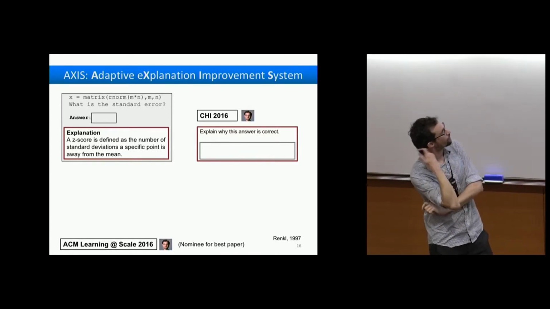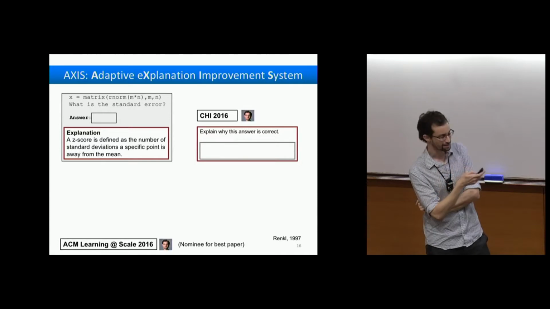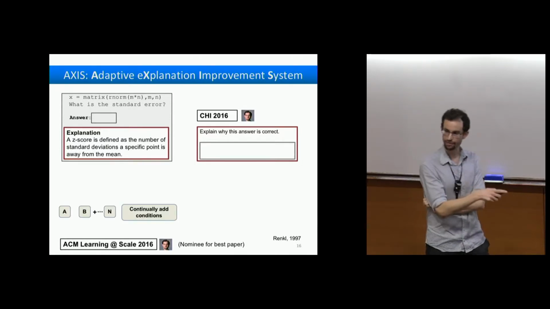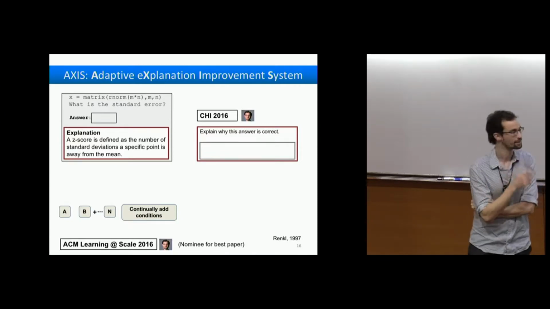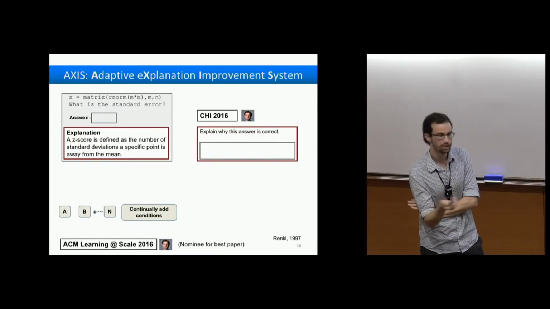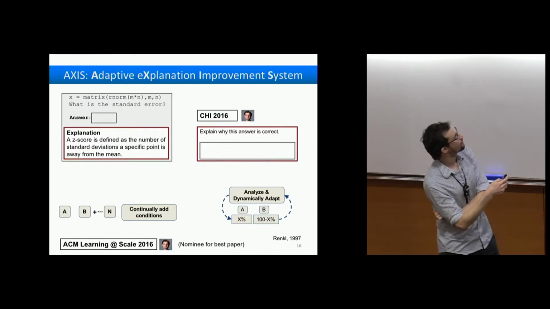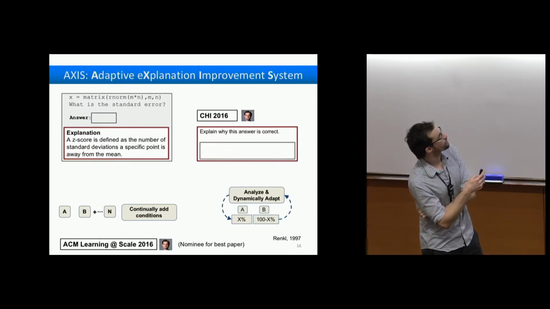So the idea here is we're going to tell students to explain why the answers are correct. And this could be a way of adding new conditions in, because we can take their explanation and pass it to someone else. Of course, the explanations may not be good, and that's why we're going to do a dynamic experiment with Thompson sampling. This is a Learning at Scale paper from 2 years ago, 3 years, well.